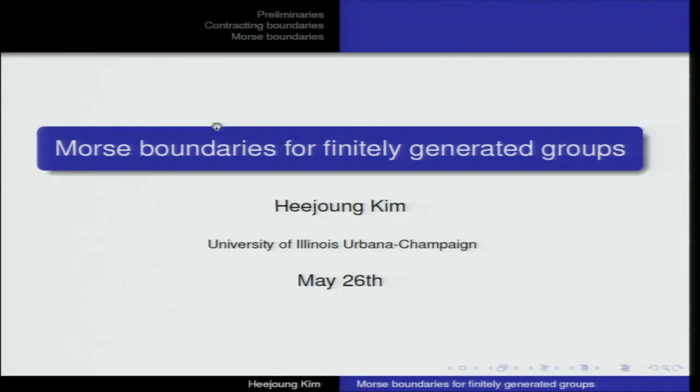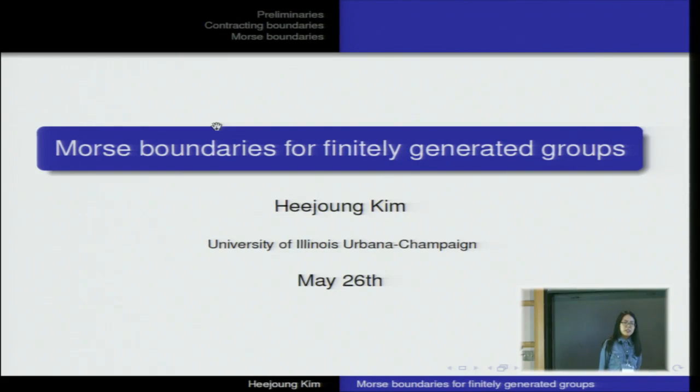I will talk about Morse boundaries for finitely generated groups. So in geometric group theory, to study a group, we consider a space where the group acts nicely. So the boundary of the space is helpful to understand the given group. So today I will see some boundaries and how they are used for our groups.